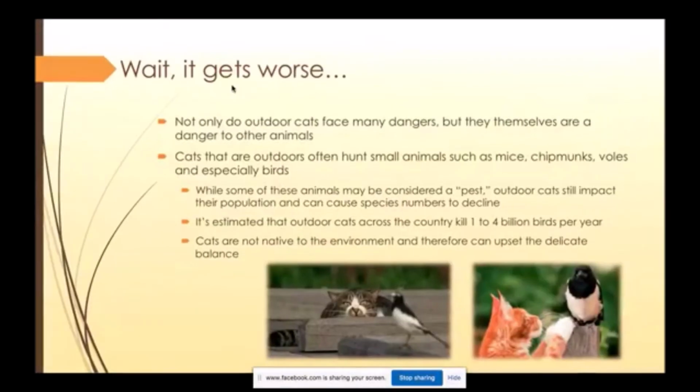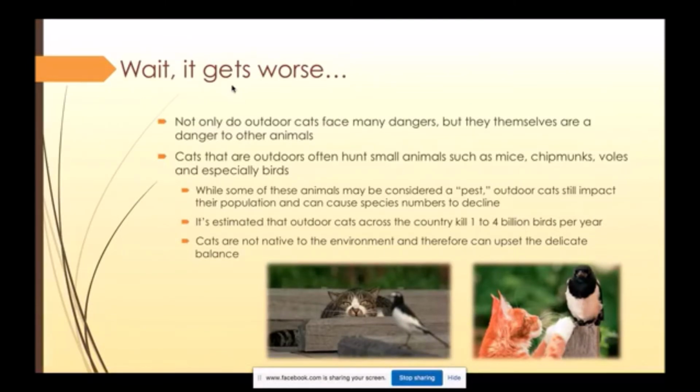But wait, it gets even worse. Not only are there a lot of dangers to the cats, but they themselves are a danger to other animals. Cats that are outdoors often hunt small animals like mice, chipmunks, voles, and especially birds. So it's important to remember that cats are both predators and prey. They might be hunted by some animals, but they also do a lot of the hunting themselves.